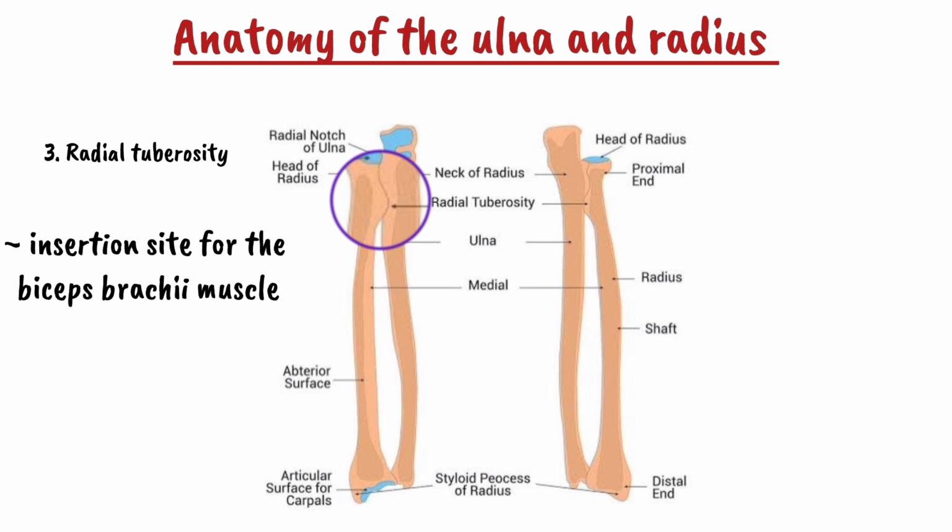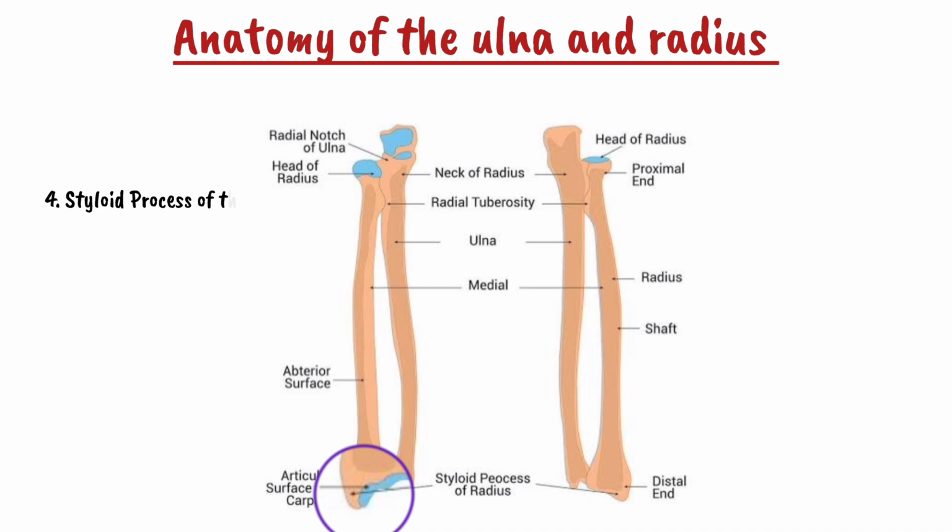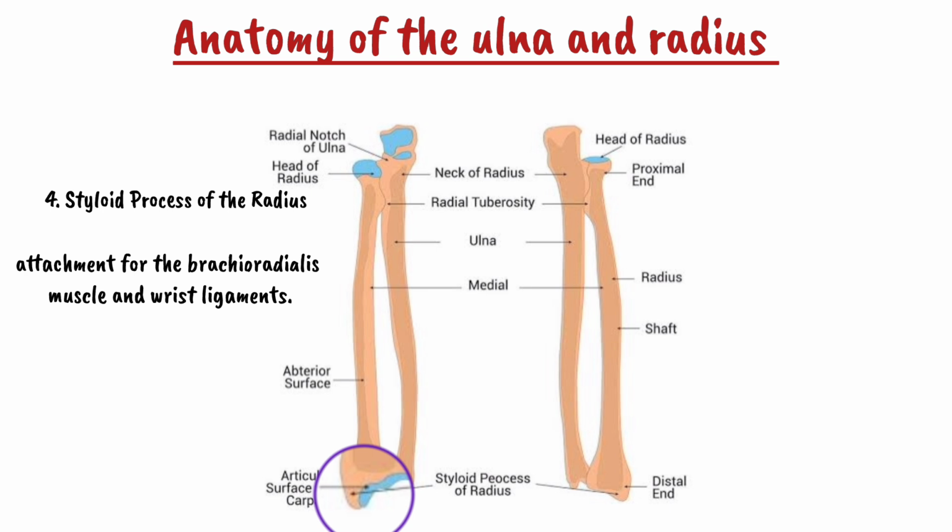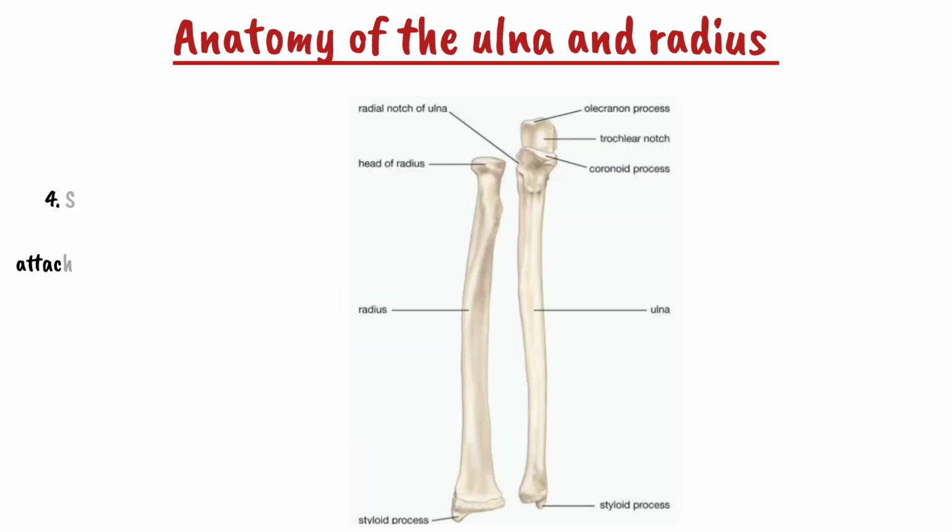Number 4. Styloid process of the radius. A pointed bony projection at the distal end, which serves as a point of attachment for the brachioradialis muscle and the wrist ligament. Let's talk about the bony landmarks of the ulna.